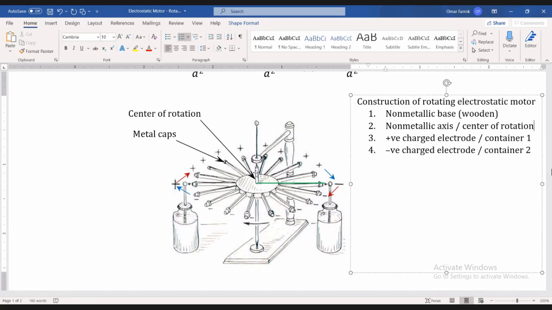In each and every type of rotational motor there is an axis, but the difference is that in most cases a conventional rotating type of motor or electrical machine consists of a metallic shaft or metallic rotational axis, whereas the electrostatic motor requires a non-metallic axis or non-metallic shaft, whatever.